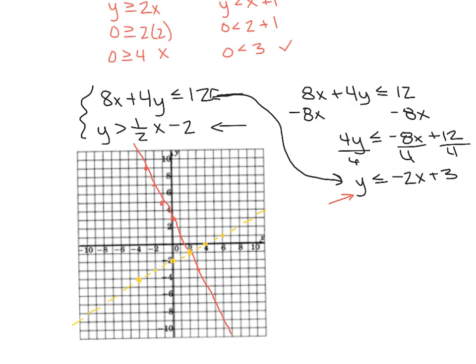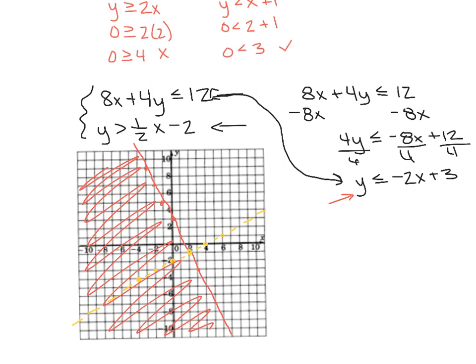So, our graph should look something like this at this point. Now, we need to shade. So, how are we going to do that? Let's look at the red line first. The red line says less than. So, we are going to shade everything that's less than or underneath.